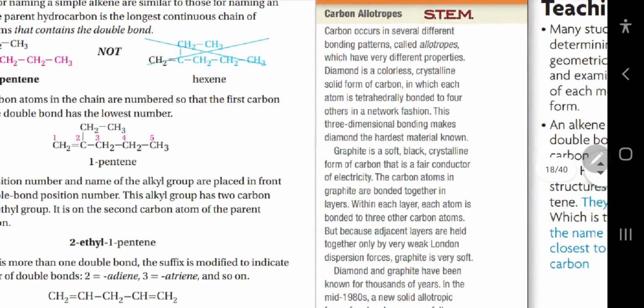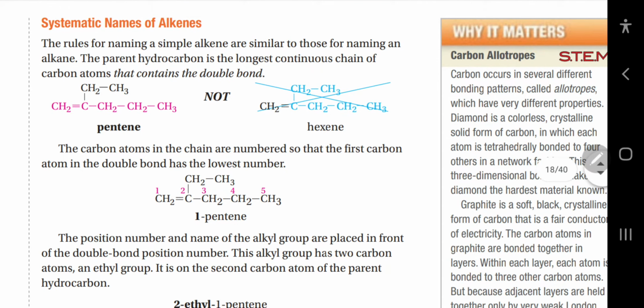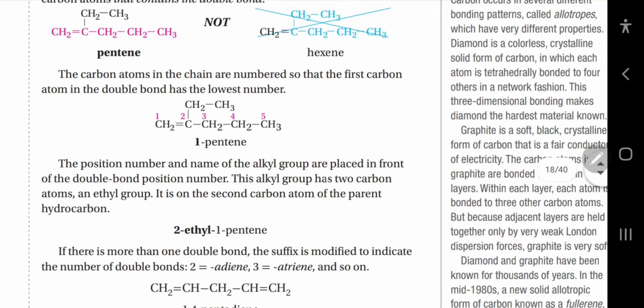This is another example for naming the compounds here. As you can see here, we can't take this chain because it is not containing the double bond. So the longest chain must contain the double bond. We have 1, 2, 3, 4, 5, which is pentene or 1-pentene. Now usually we don't mention the number 1 if it is located at the first carbon. So we could say only 2-ethylpentene.